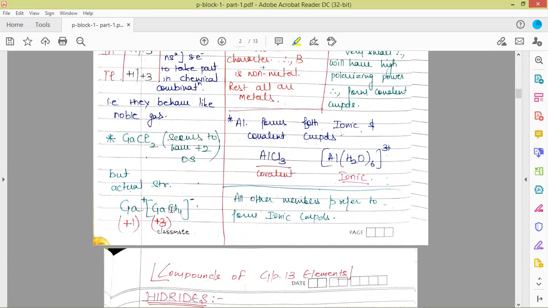And all the lower members prefer to form ionic compounds. Boron forms covalent compounds, aluminium forms both types of compounds, covalent as well as ionic, and the lower members, that is gallium, indium, and thallium, form ionic compounds. And this GaCl2 type structure also exists for indium and thallium. So the structure is the same, that is, one of the group 13 elements is present in the +1 oxidation state and the other one is in the +3 oxidation state.